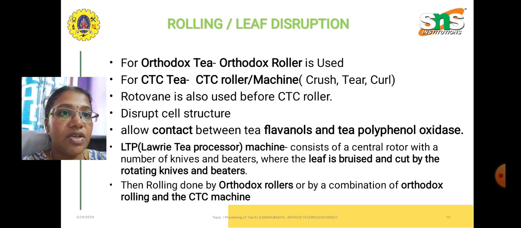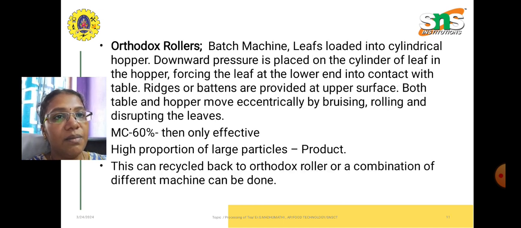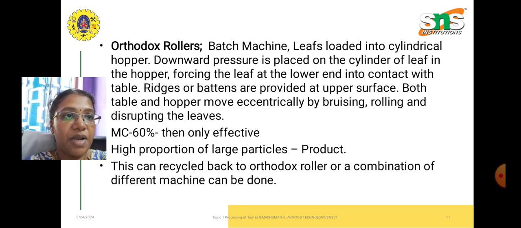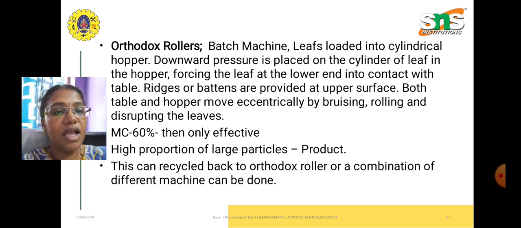For CTC we use the CTC curl, cut and tear roller machine. And sometimes in a few cases rolling is done by the process where the leaf is bruised and cut by the rotating knives and the beaters. So orthodox rollers play a major role in the batch machine, where leaves are loaded into a cylindrical hopper. Downward pressure is mainly placed on the cylinder of leaf in the hopper. Here the moisture content is nearly 60%, and only then is it effective.